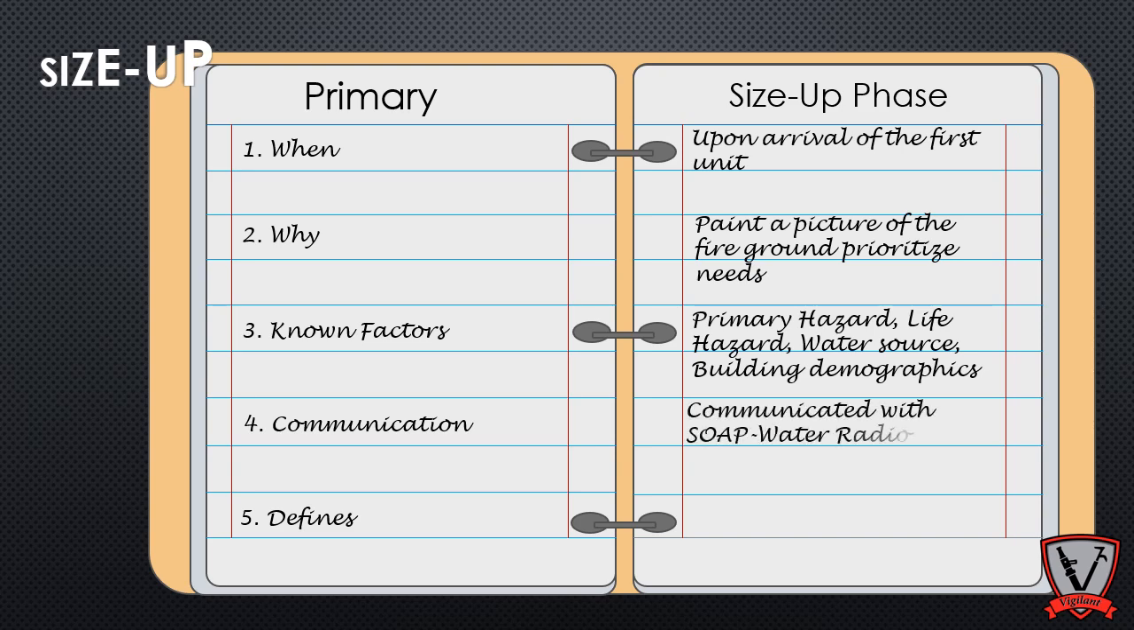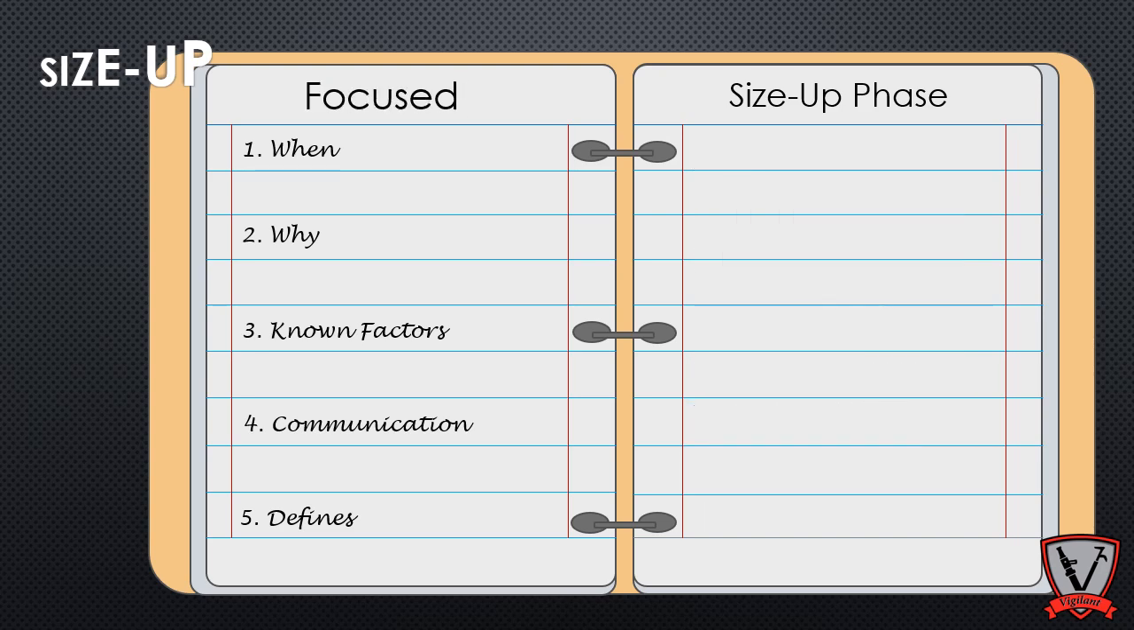It is communicated through something we call the SOAP WATER radio transmission. And SOAP WATER is an acronym for our primary SizeUp points that need to be hit when we're making that initial on-location report. And this is going to define our strategy, tactic, and task. What's happening during the primary SizeUp is we're combining the preliminary and the initial. So we're taking what could be with what might be with what actually is happening. And that's the whole basis of our primary SizeUp.